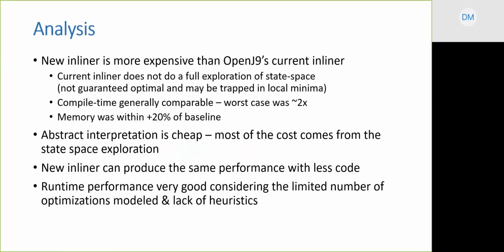Now, the new inliner can produce the same performance with less code. So we saw that with like LuIndex, it produced something like about 25% less code, but it ran at the same throughput. And the runtime performance is generally pretty good considering the number of optimizations modeled and the lack of any Java-specific heuristics, right? The baseline has several decades worth of knowledge of Java and what things are good to do. This inliner has none of that. It was only working based on the frequency and that limited set of optimizations that it was modeling, and it got pretty close in a number of cases to the current inliner.